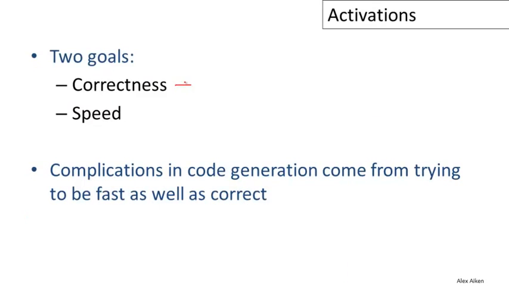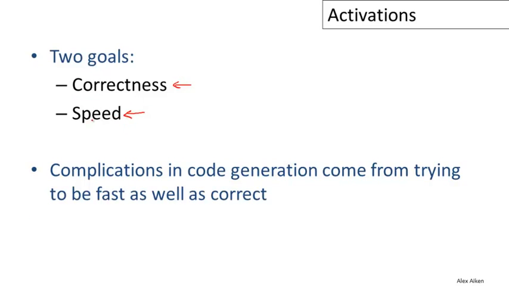One is to be correct, to generate code that actually faithfully implements the programmer's program. And the second is to be efficient, that code should make good use of resources, and in particular, we often care that it run quickly.